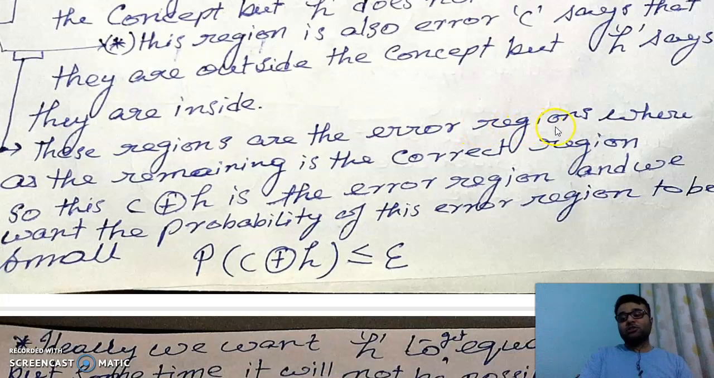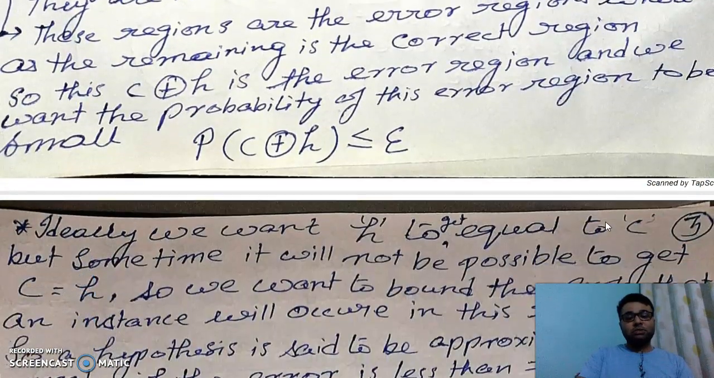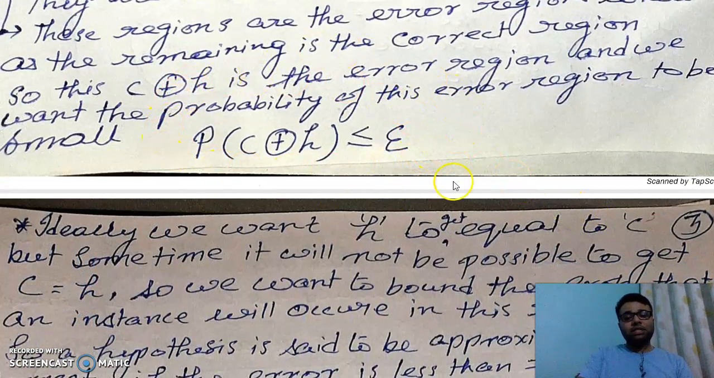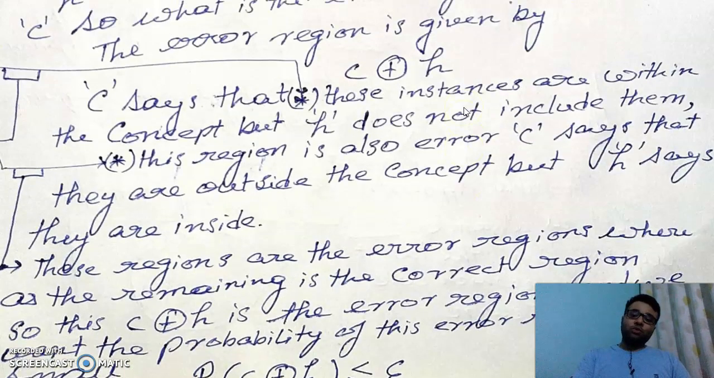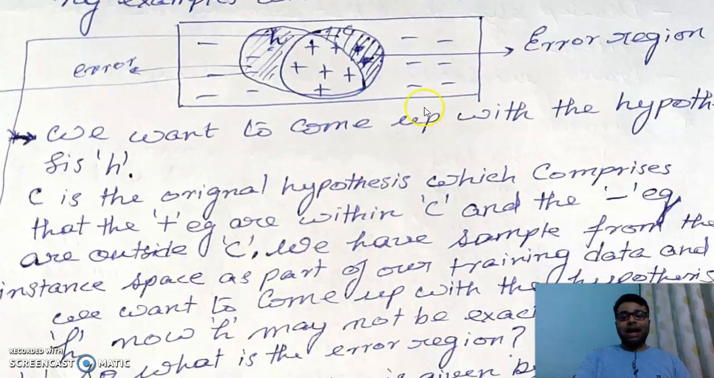These regions are the error regions, whereas the remaining is the correct region. So this C XOR H is the error region, and we want the probability of this error region to be small. Therefore, it gives a special equation known as probability of C XOR H less than or equal to epsilon. I have drawn this hypothesis over here. There are some training data sets which are present in the C region, which are not present in the H region. There are some training data sets which are present in the H region, which are not present in the C region. So these two regions are known as the error region. All the rest of the instance space is the correct region.